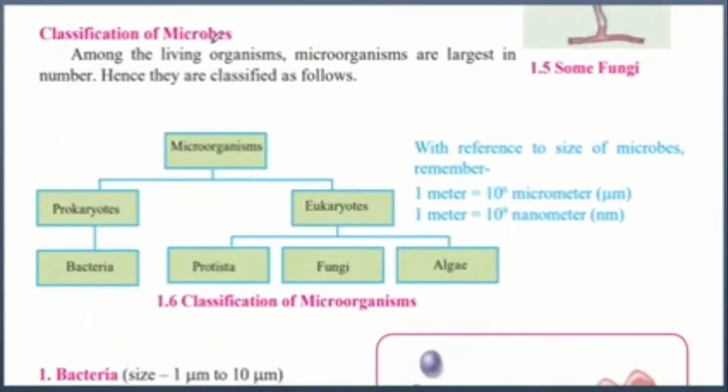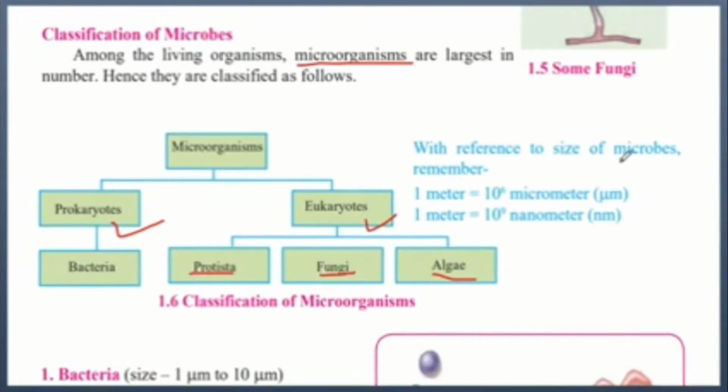Classification of microbes. Among the living organisms, microorganisms are largest in number. Hence, they are classified as follows. So, among all the living organisms like animals, birds, fish, plants, microorganisms are the ones that are largest in number. Hence, they are classified as follows. So, under microorganisms, there are prokaryotes and there are eukaryotes. Prokaryotes have bacteria, and under eukaryotes, we have protista, fungi, and algae.